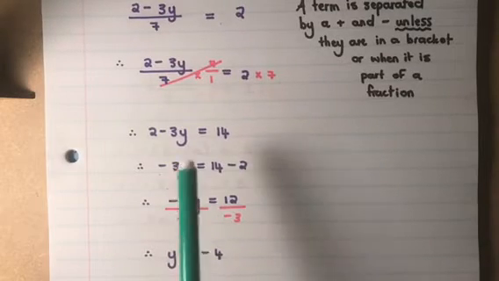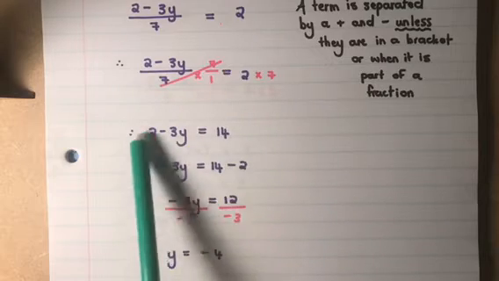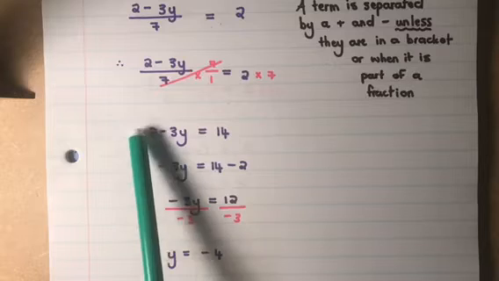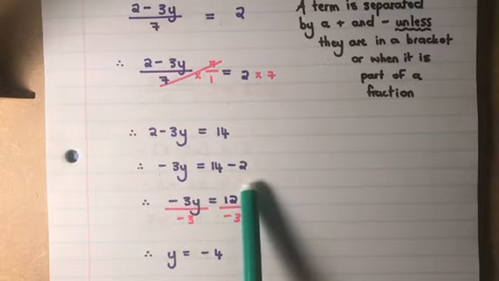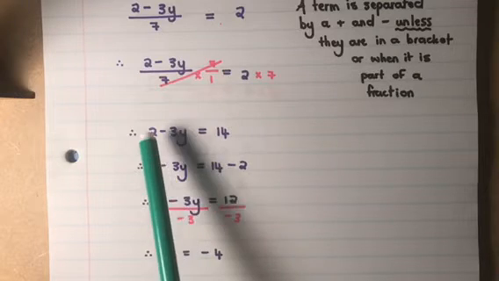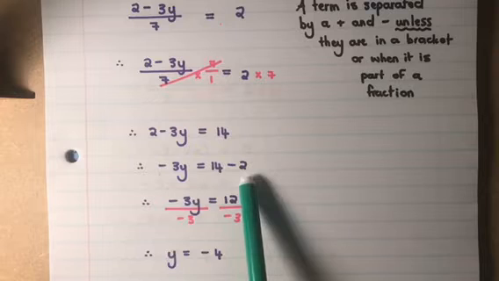You just follow your rules where you throw all your whole numbers over to the other side and all your variables on this side. So when you take that 2 over, it was a positive 2. When it goes over, it becomes a minus 2. What is left on this side, please remember your negative there. It's a negative 3y that's left, equal to 12.